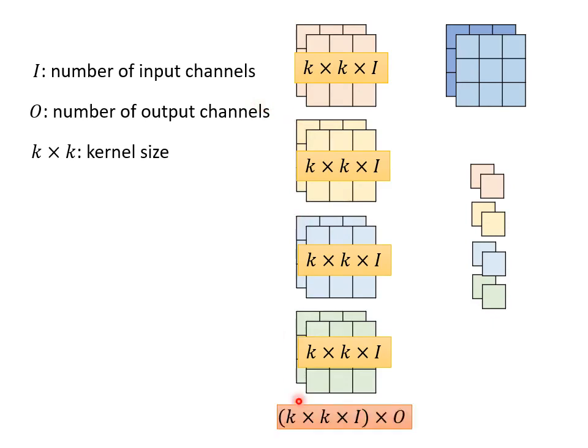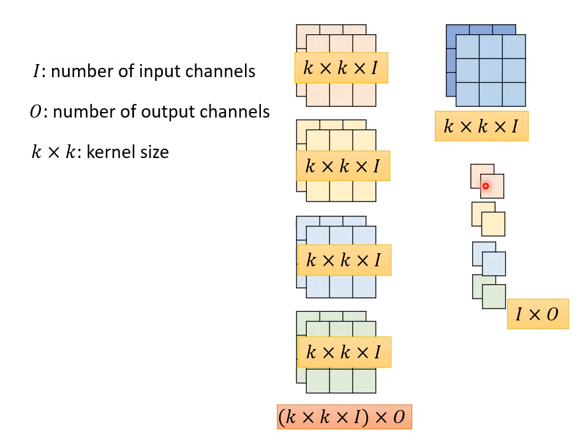So the total number of parameters is the number of parameters per filter multiplied by O. If it is a depthwise plus pointwise convolution, with I input channels and O output channels, how do we count? Depthwise convolution's filter has no thickness. So adding up all the filters of depthwise convolution, its parameter count is only k times k times I, the same as one filter in a normal convolution.